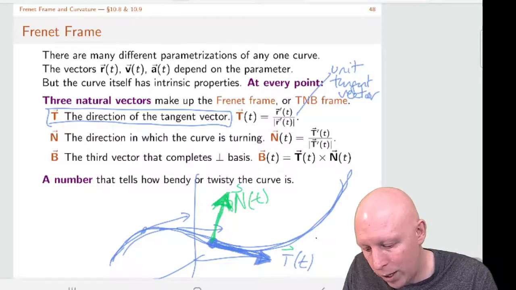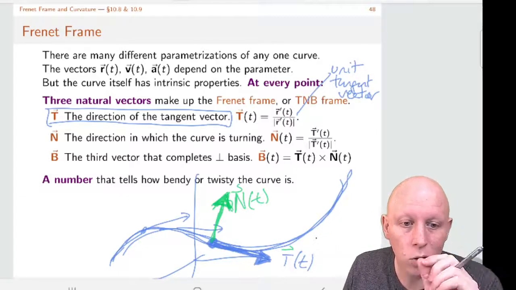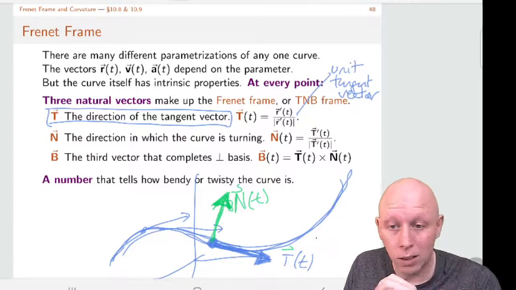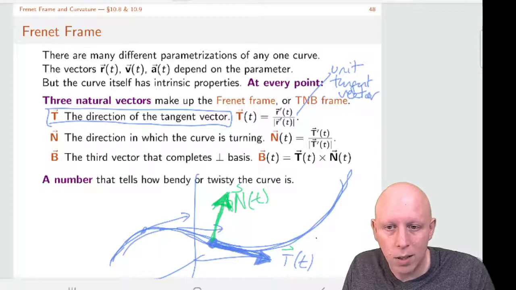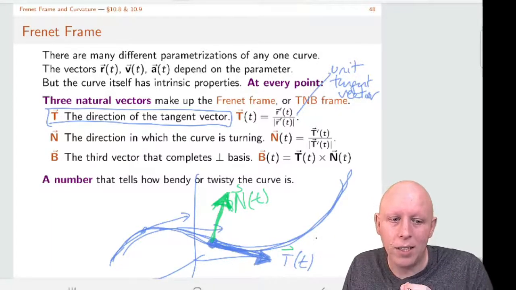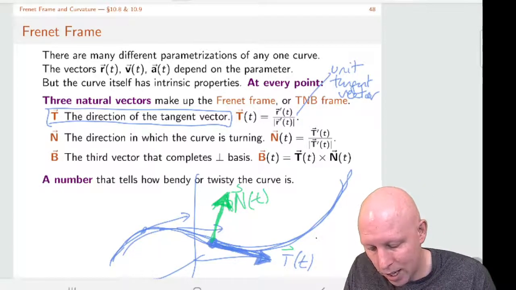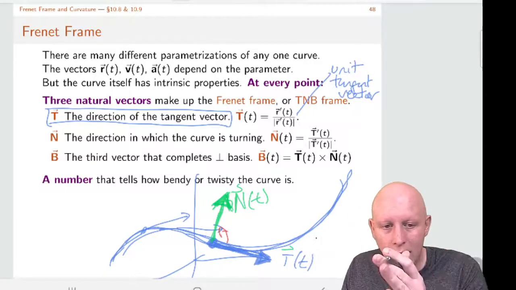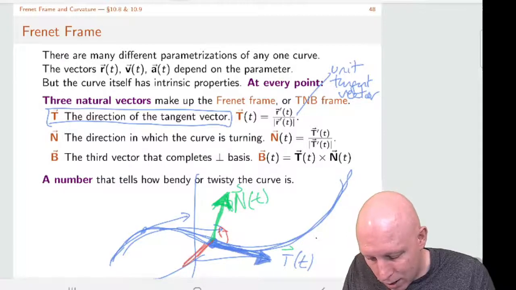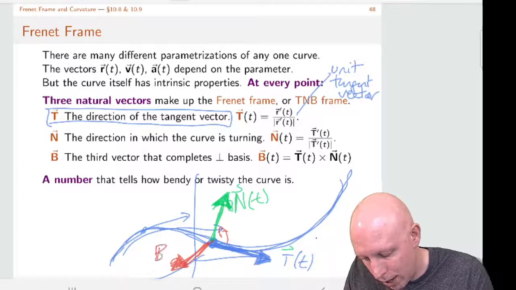Even if we were in 2 dimensions, we could draw this tangent vector and this normal vector. When we're in 3 dimensions, we can draw one more vector, which is called the binormal vector, and it completes the 3-dimensional basis. So we can take the unit tangent vector and the normal vector, T and N, and then we need to do the 3rd dimension. The cross product of these 2 vectors is called the binormal vector. This is our B vector.